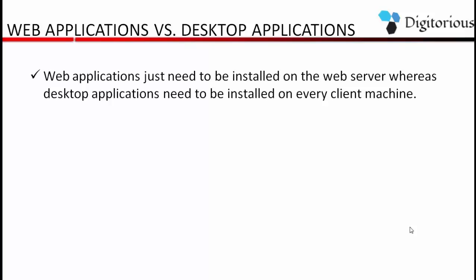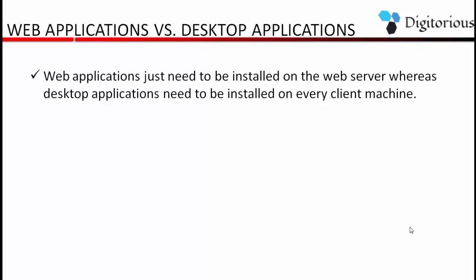Now, what are desktop applications? Desktop applications need to be installed on your machine if you wish to access them, and the best example of a desktop application is Microsoft Office. If you wish to access any of the applications from Microsoft Office like Microsoft Word or PowerPoint or any other applications from the package, you need to get that installed on your client machine. Only then you will be able to access it. So that is what a desktop application does.